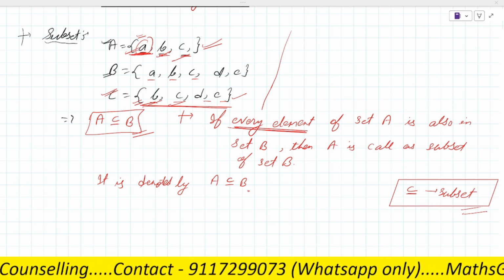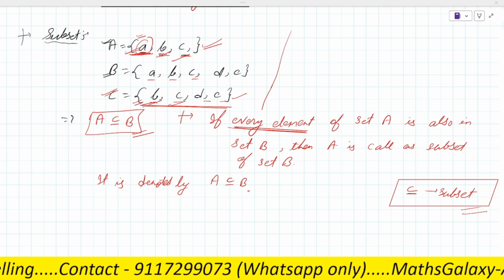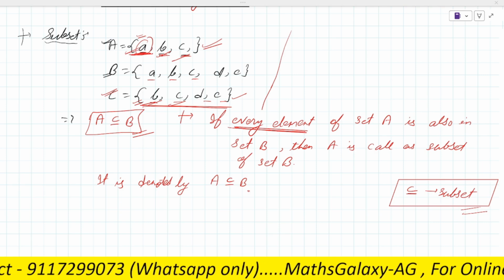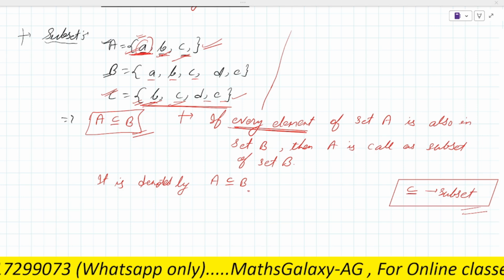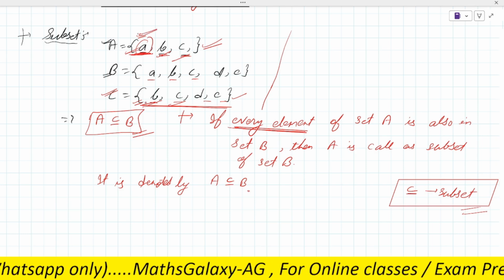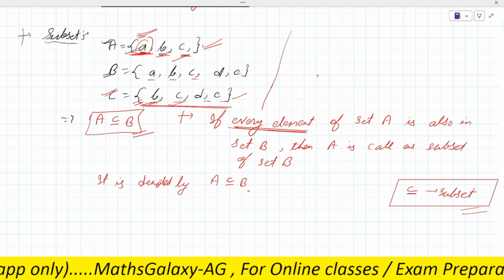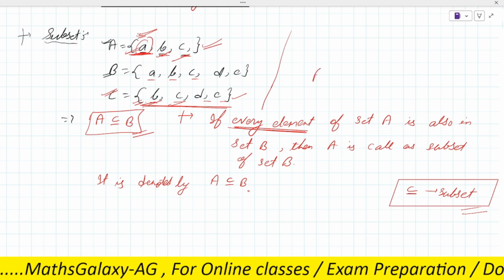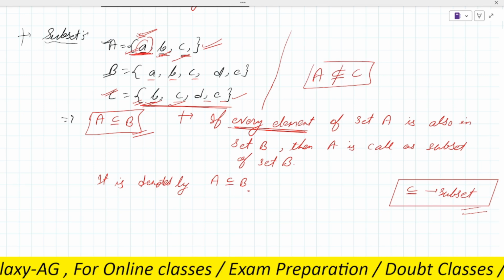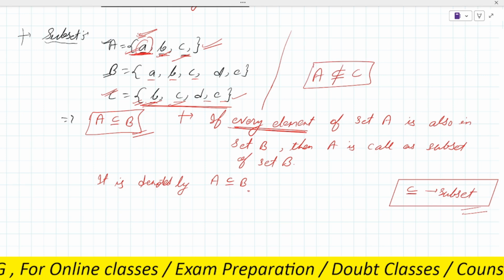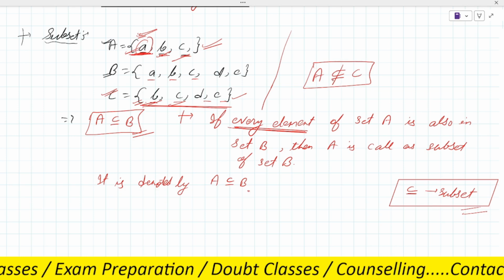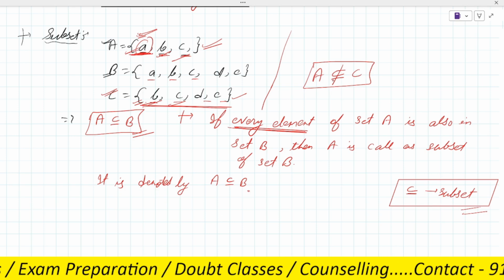Right, all the elements of A are not there in C. Can you hear me? Okay, thanks. So the element A of set A is not in set C, as you can see here. So here we will say that A is not a subset of set C. This is the sign of not subset.